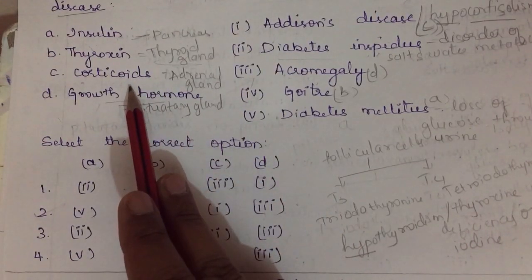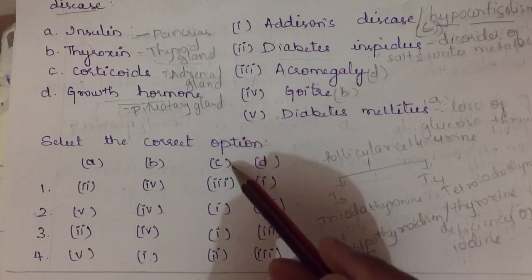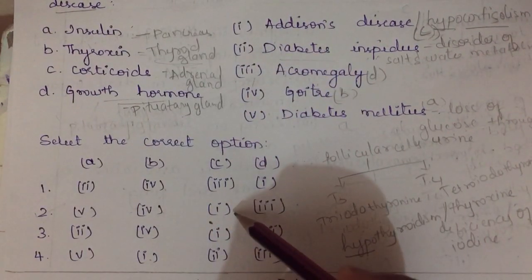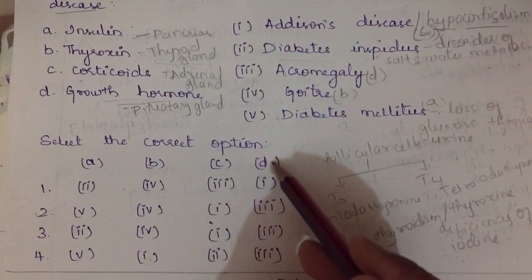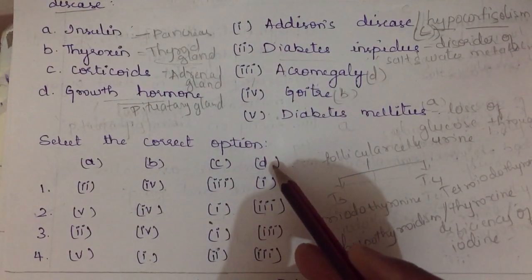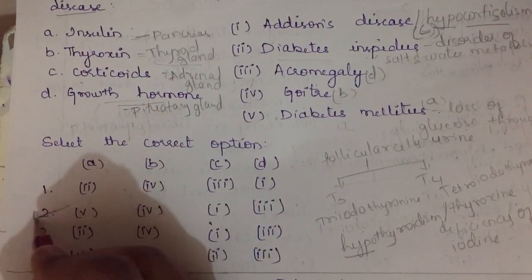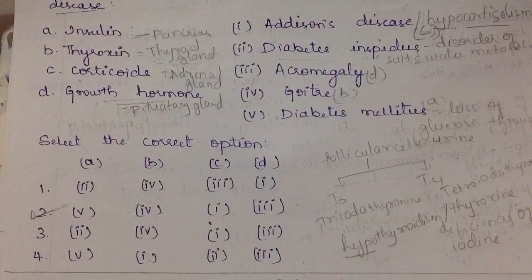Corticoids is C. It is matching with the first one. C with first one. And D with what? D with acromegaly, that is D with third. So which option is correct? Second option. This is the correct option. Okay, correct answer for this question.